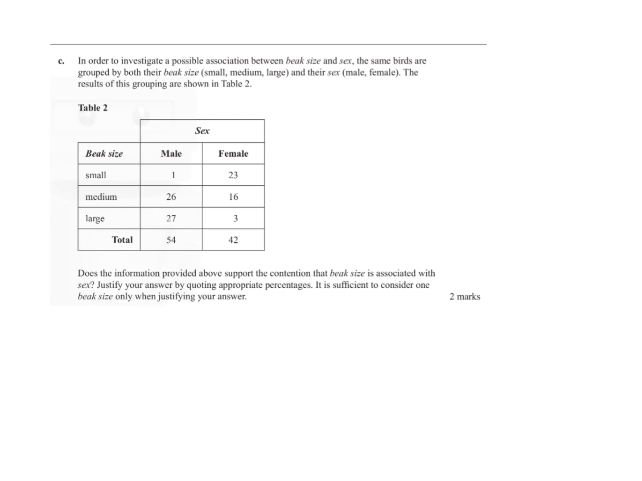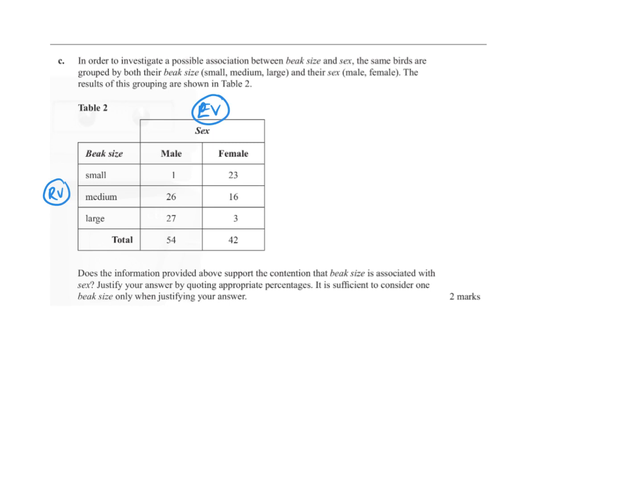Okay, so in order to investigate the possible association with beak size and sex, the same birds are grouped by both their beak size, small, medium, or large, and their sex, male and female, and the results are shown below. So remember, this one's the EV, male or female. That makes sense. You can't really change that, and the response variable is the beak size. So it says, does this information support the contention that the beak size is associated with sex. Justify your answer by quoting appropriate percentages.